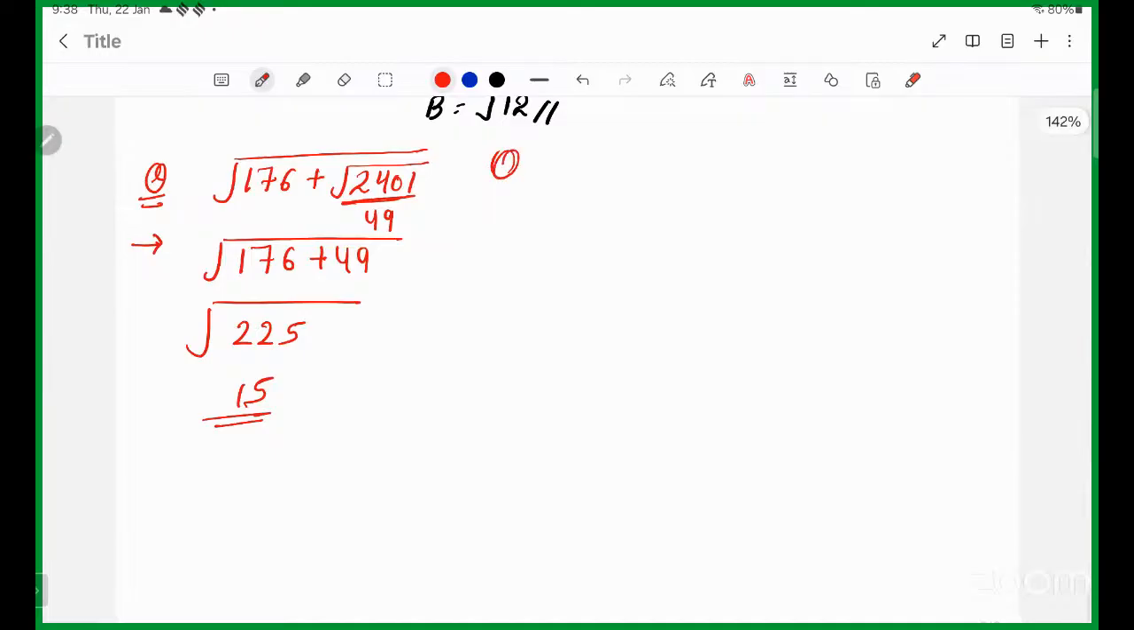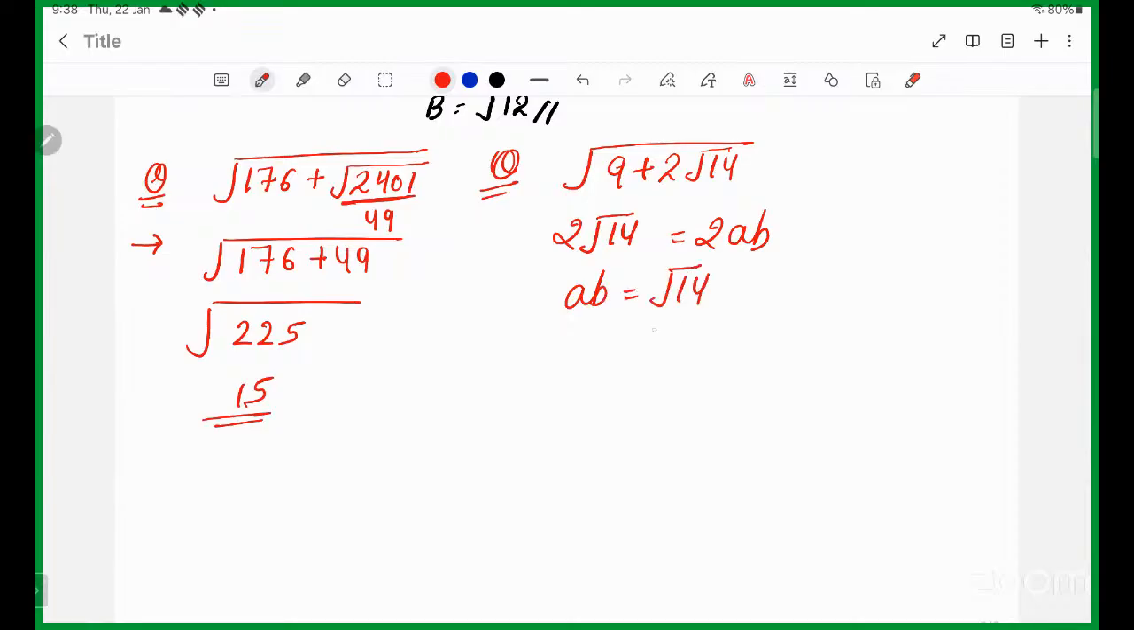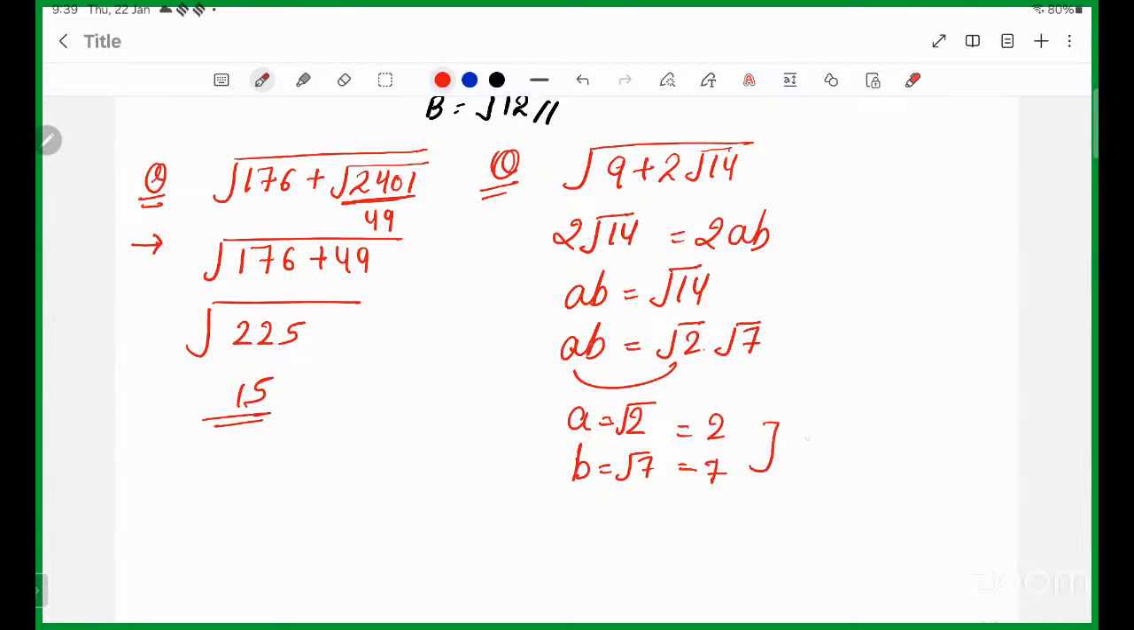Again, same question. Square root of 9 plus 2 root 14. Do it in the same way I did. Compare it with 2ab. So from here, your ab will be equal to root 14. Factorize, then it will be root 2 into root 7. So if you take the value of a as root 2 and the value of b as root 7, and take out a square, it will be 2, and b square will be 7, and adding both, it will be 9. So 9 was here.